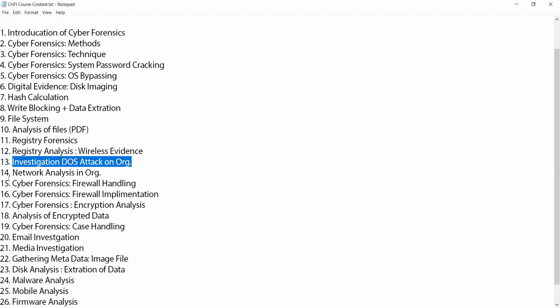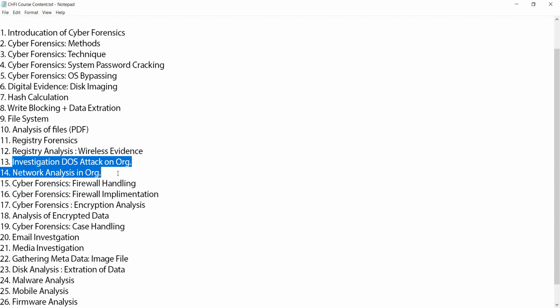So we will discuss that procedure in two modules: the network analysis in an organization and the investigation of the DOS attack as a web attack over that particular organization. We will also see the countermeasures related to that attack. We will see the practical part of the DOS attack. You guys already saw that procedure in your training, but we will see it as a practical part here. And after that, we will see the mitigations as a countermeasure part also.